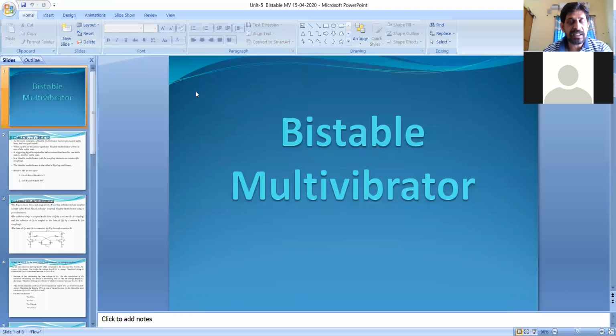The collector of one transistor is connected to the base of the other transistor. Suppose the collector of the Q1 transistor is connected to the base of the Q2 transistor through a capacitor, then Q2 is on. If the collector of Q2 is connected to the base of Q1 through a capacitor, then Q1 is on. Therefore, depending upon the AC coupling, that means which collector and base are connected through a capacitor, one transistor is on and the other transistor is off.